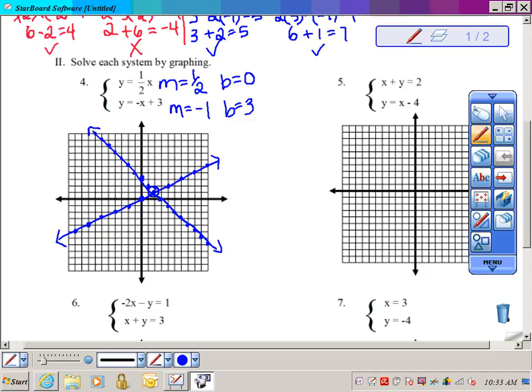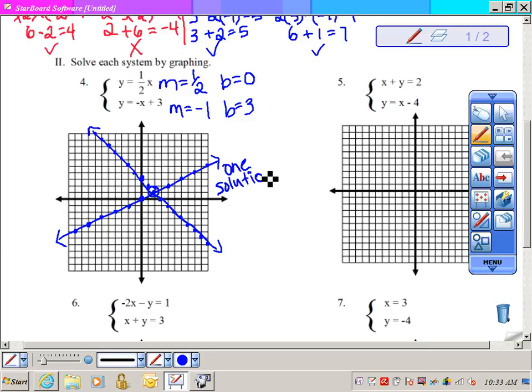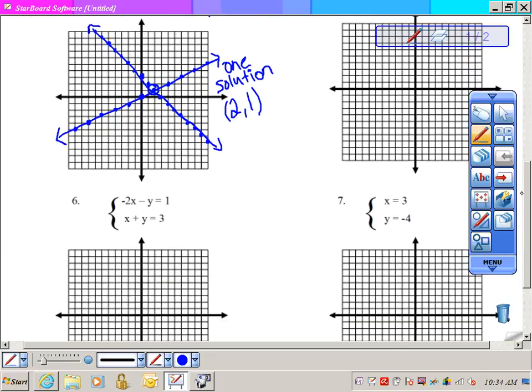How many solutions? One solution. So let's write one solution. And what is that solution? What ordered pair is that? 2, 1. Okay, so if I ask you how many, you say 1, and if I ask you what it is, you say 2, 1. Alright? Okay, let's get down to number 6.